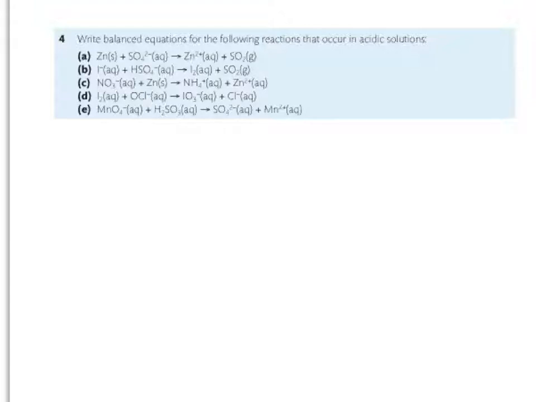Number four, now you're going to write the balanced equation. So now I'm going to have to write the half equations and then finish up the rest of the steps. So I'll walk you through the process on all five of these, starting with letter A. So with letter A, I have zinc solid, sulfate ion, SO4 2-, and I end up with zinc ion, the 2+ charge, and SO2 gas.